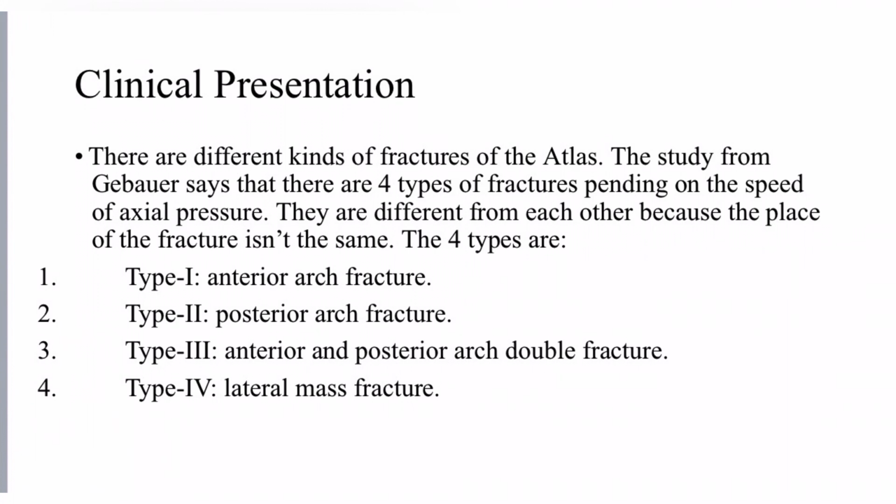Clinical presentation. There are different kinds of fractures of the atlas. The study from Gebauer says that there are 4 types of fractures depending on the speed of axial pressure. They are different from each other because the place of the fracture isn't the same. They are anterior arch fracture, posterior arch fracture, anterior and posterior arch double fracture, and lateral mass fracture.